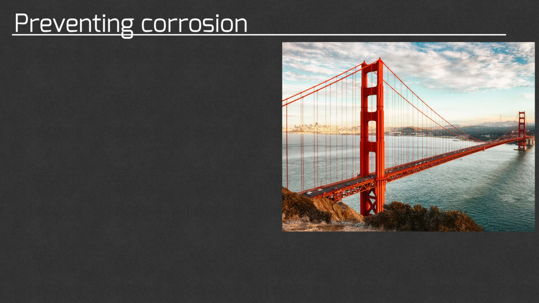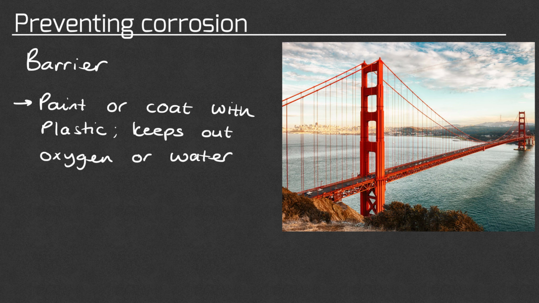There are 3 methods you need to know about through which corrosion can be prevented. The first is the barrier method. And this involves painting a metal or coating it with a plastic. This provides a barrier which keeps out oxygen and water from coming into contact with the metal.